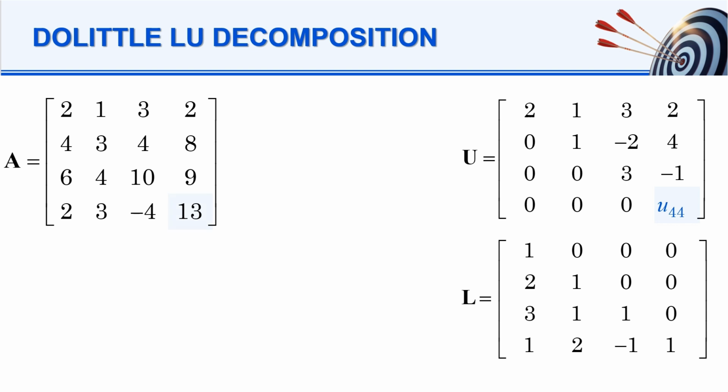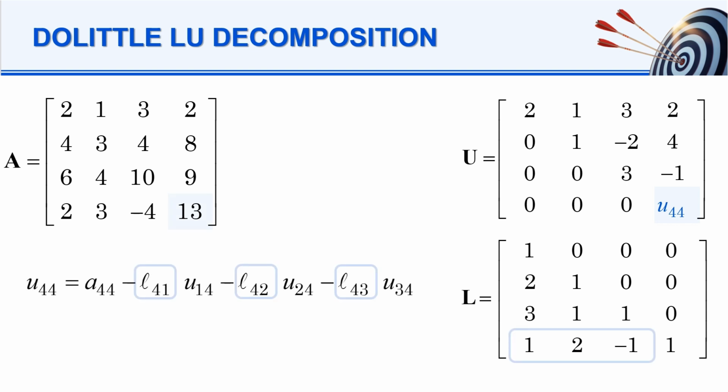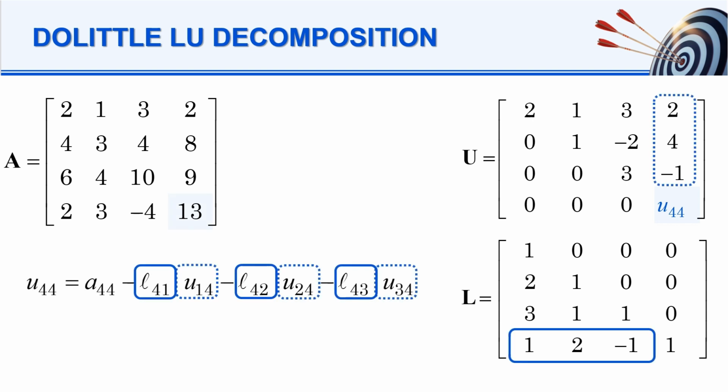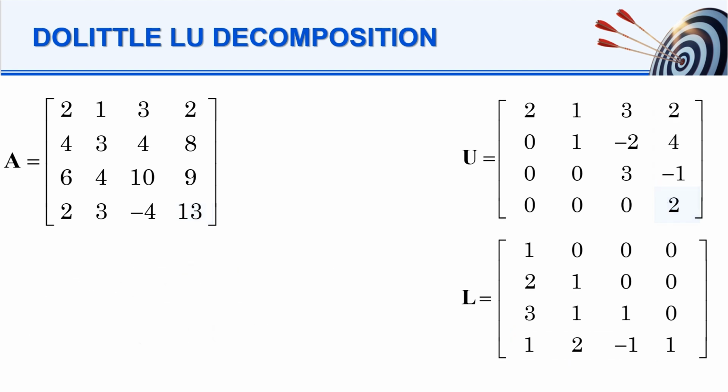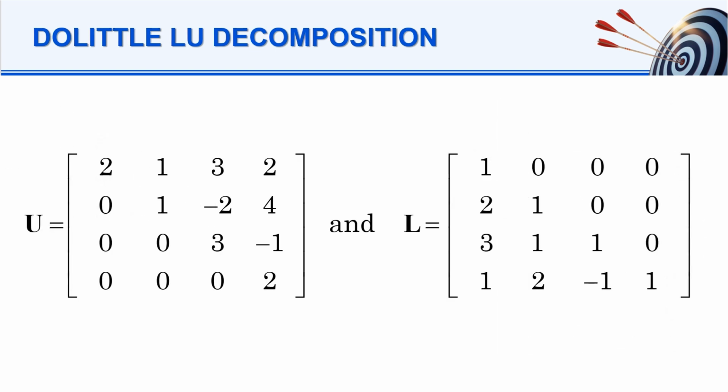And finally, the fourth row diagonal element of U, U44, is calculated as follows. This completes the decomposition procedure. We now have the upper triangular matrix U and lower triangular matrix L.